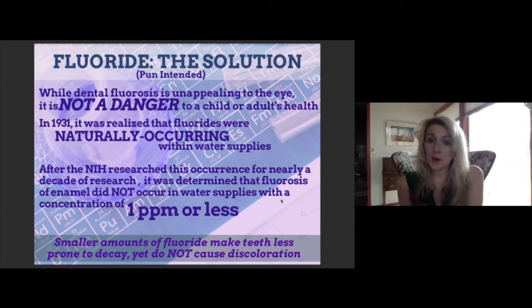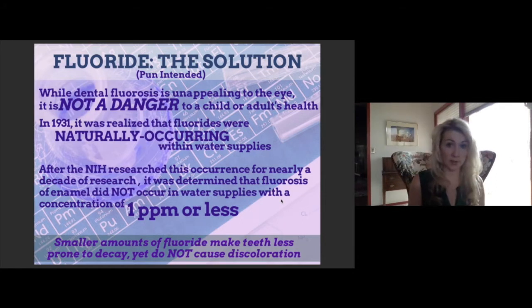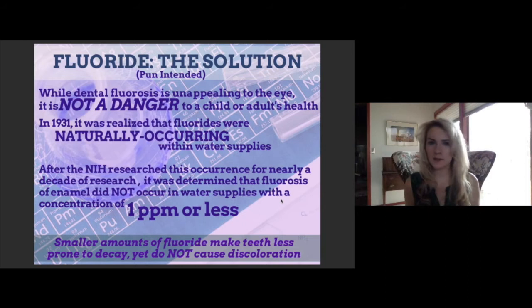In 1931, it was discovered that fluorides were actually naturally occurring in water supplies, but not all water supplies. And in some water supplies, like Colorado Springs, maybe a little bit too much. After the NIH researched this occurrence for nearly a decade, it was determined that fluorosis didn't occur in water supplies that had 1 part per million or less of fluoride. It was learned that smaller amounts of fluoride made teeth less prone to decay, but they didn't actually cause that brown discoloration.